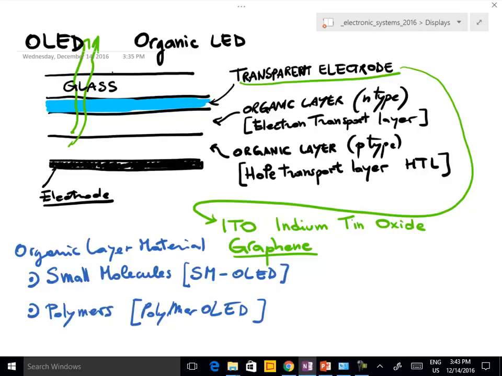Okay, so this is the basic device. Of course, from the basic device to the display, there's something to discuss. But we stop here for a few minutes.